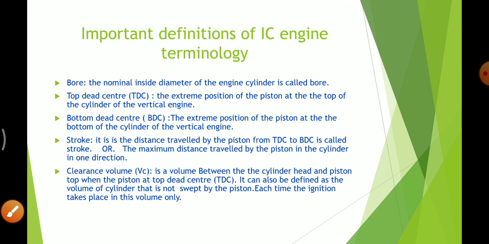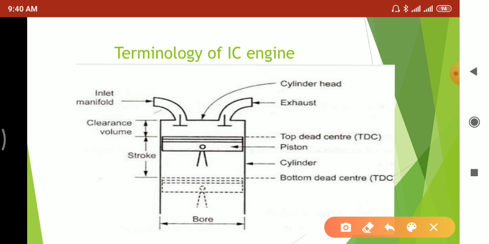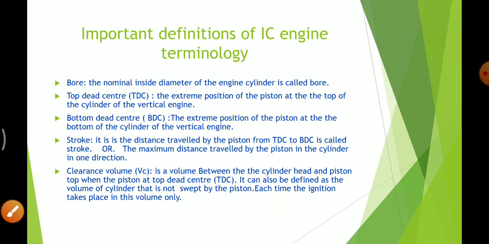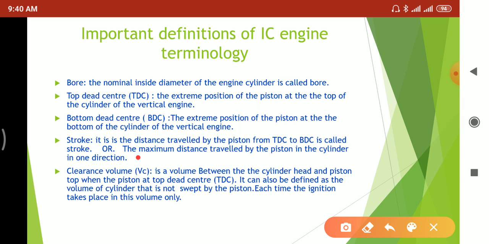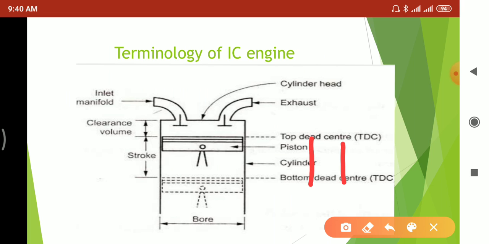Next, stroke. It is the distance traveled by the piston from TDC to BDC. When the piston moves from TDC to BDC, it is called one stroke, or simply stroke. When the piston moves from TDC to BDC, or BDC to TDC, it is called stroke. I can also define it as the maximum distance traveled by the piston in the cylinder in one direction. It may be from TDC to BDC or BDC to TDC. The piston moves from top to bottom or bottom to top in one direction. It's called one stroke.